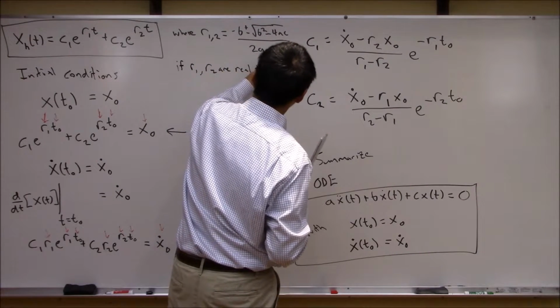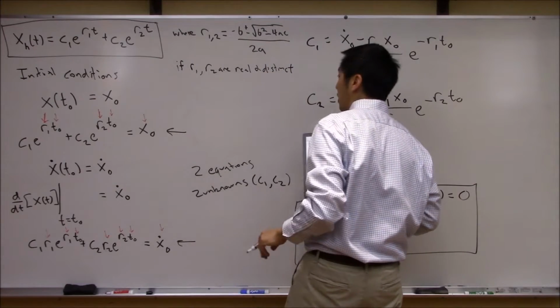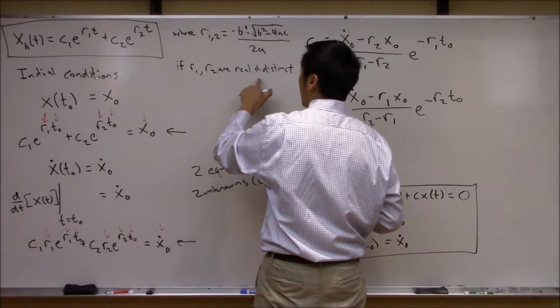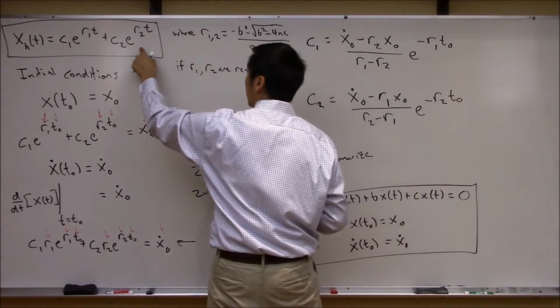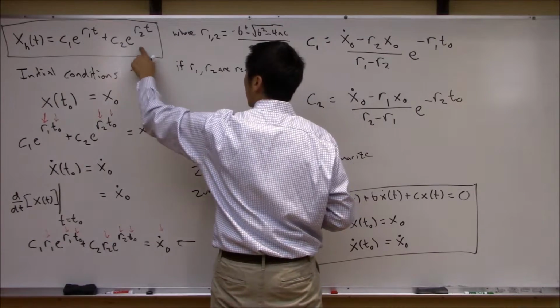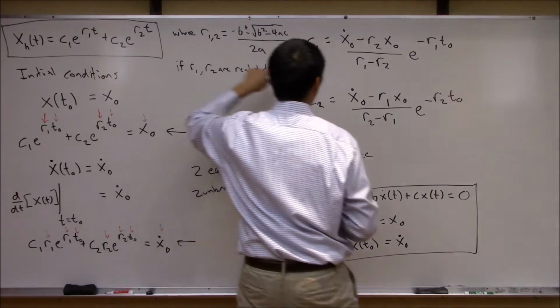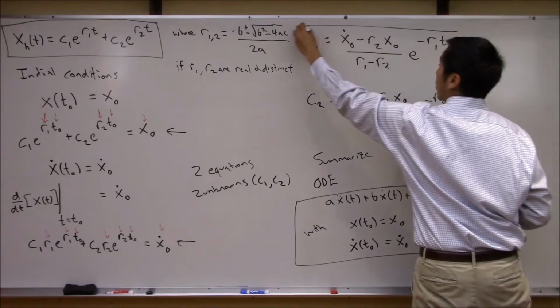And I guess technically this actually works for the complex conjugate case here. We're going to see that in just a second. But if they're real and distinct, here is the solution, and then the C1 and C2 are given by this expression right here.